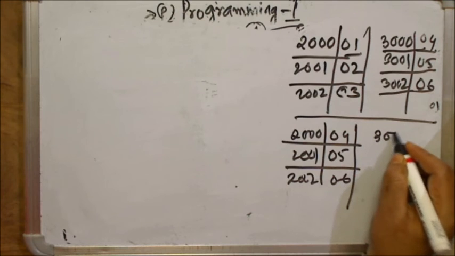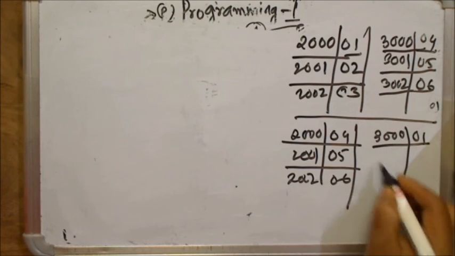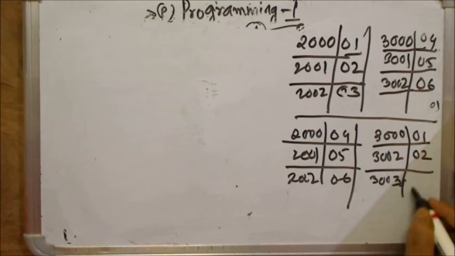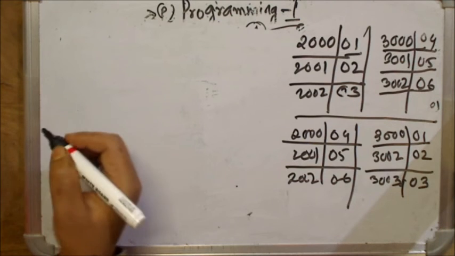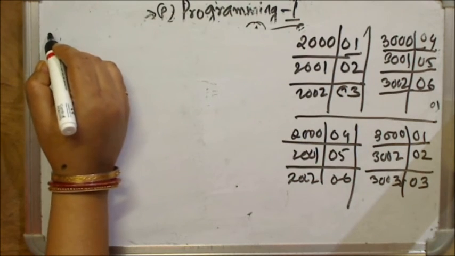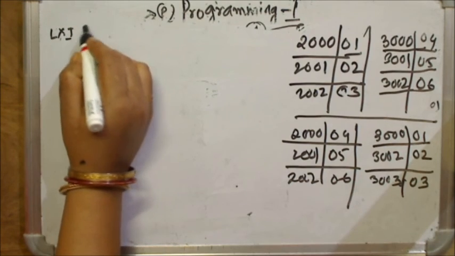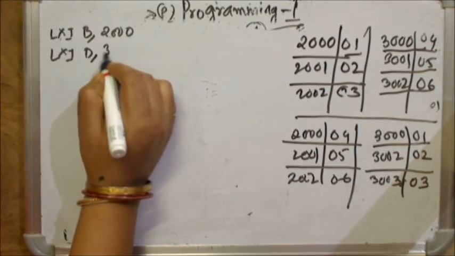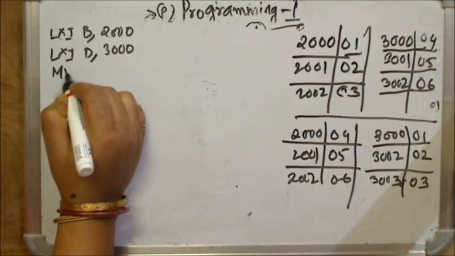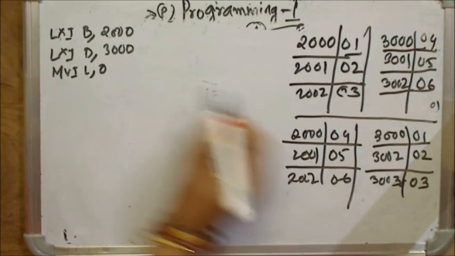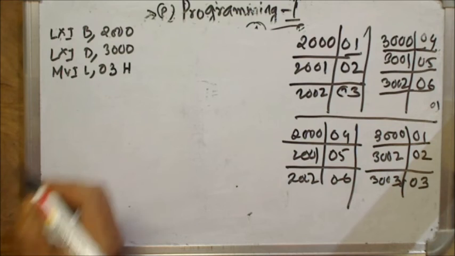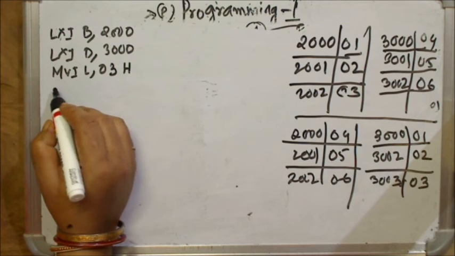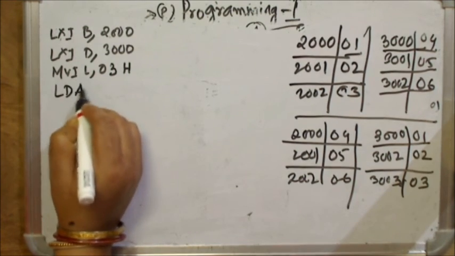And 3000 will store 01, 3001 will store 02, 3002 will store 03. Okay, so let us write the program. First initialize the registers: LXI B, 2000, LXI D, 3000, MVI L, since you have taken 3 data, 03H. So your initialization is over. Now take the data pointed by BC pair into A, that is LDAX B.